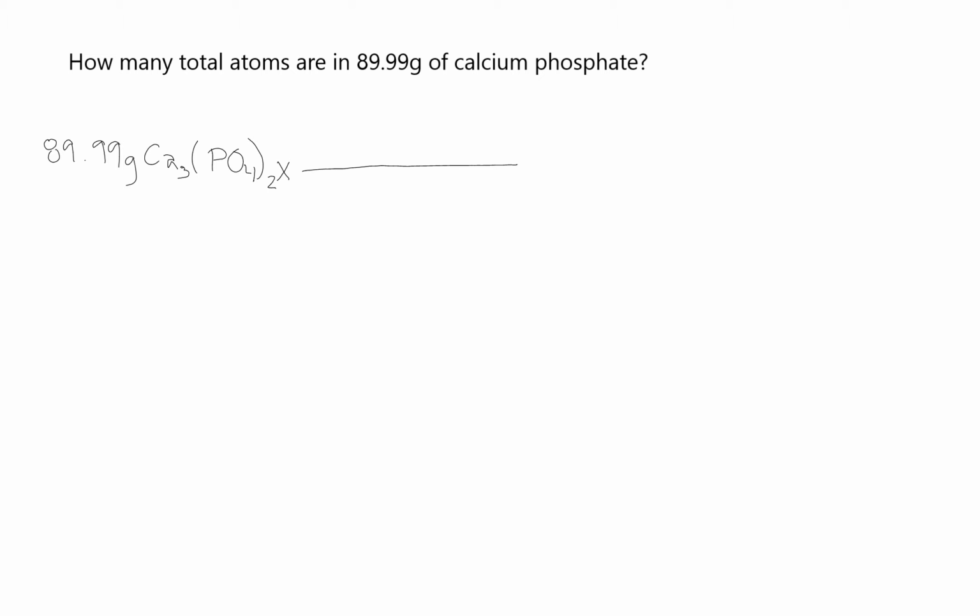So we add up the mass of calcium and phosphate together, and we get 310.15 grams of calcium phosphate. That will be 1 mole of calcium phosphate.